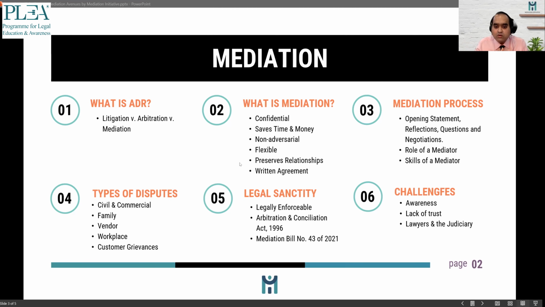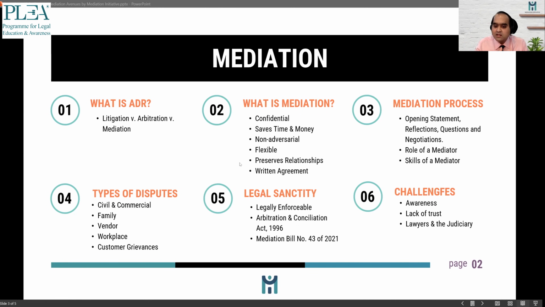All right. Then moving on to the fifth point, which is legal sanctity, whether the outcome of a mediation is legally valid. Like I said earlier, yes, it is legally valid. These are legally enforceable agreements. Or for the law students here, all agreements are not contracts, but all contracts are agreements. So if your mediated settlement agreement falls within the definition of a contract, then yes, it is legally enforceable.